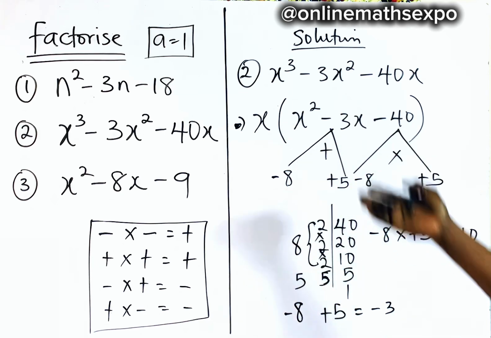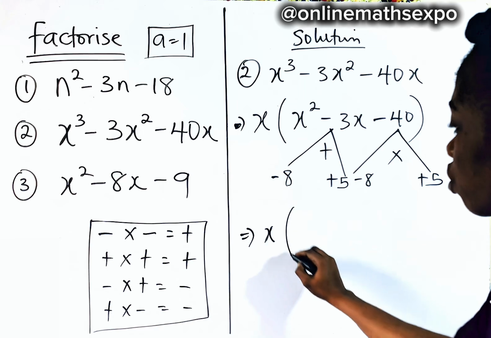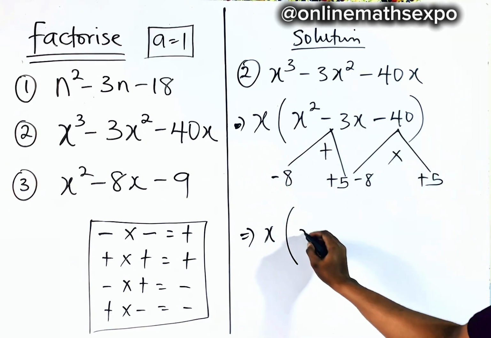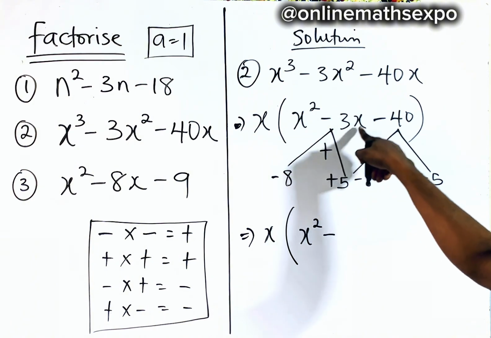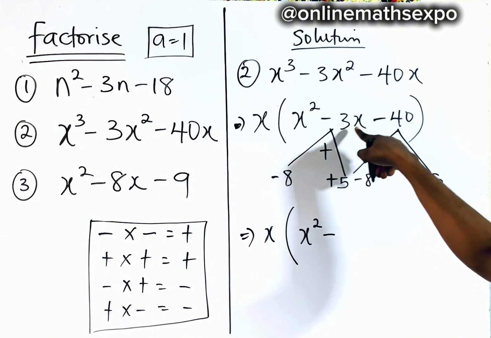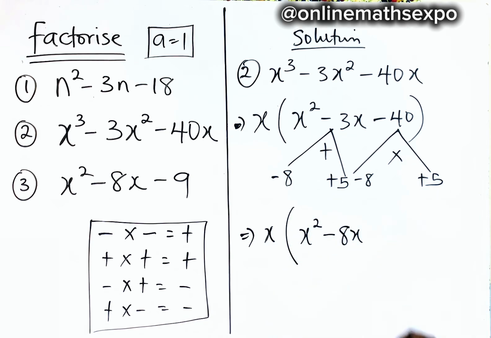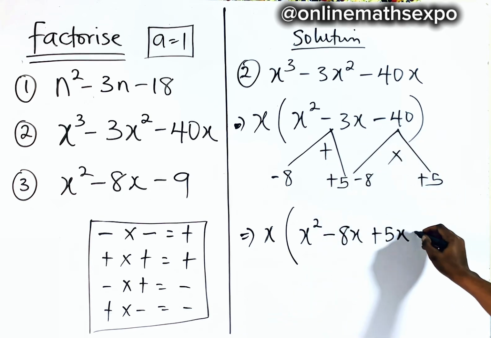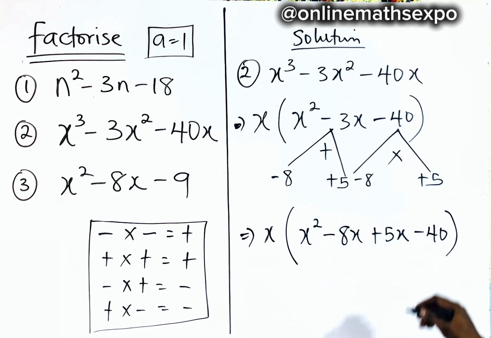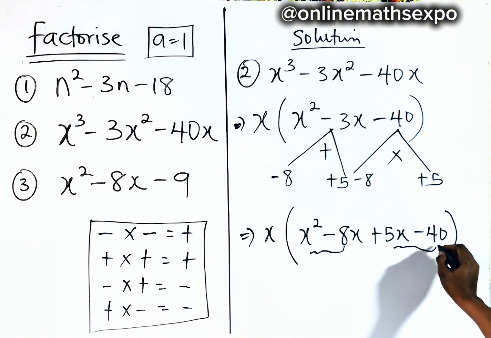So let's work with this to have x into, for this, we are going to have x squared minus, instead of writing this, remember to always replace the central one with the two numbers you got. So we have negative 8x plus 5x. Then we have negative 40. Did you see? So what do we do? You pair these two and pair these two.